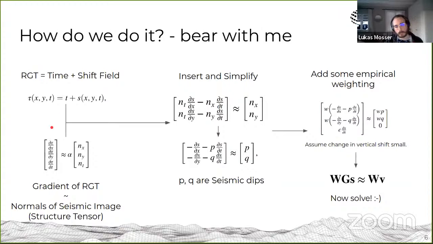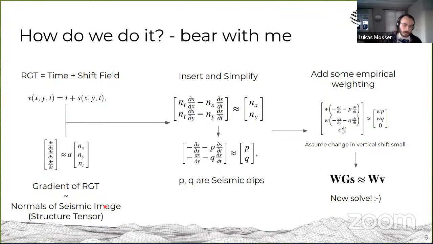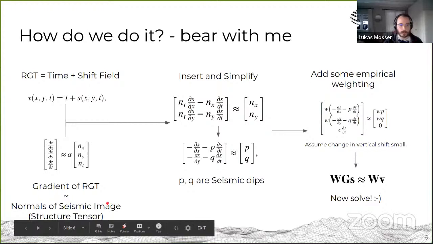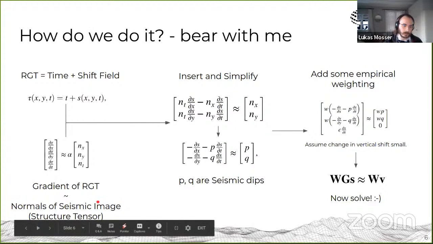And there's an assumption that we make here, which is that the gradient of this relative geological time volume is approximately the same as the normals of our seismic image. So if we were to approximate our image or compute gradients with respect to the image itself as we have today, then we're basically looking for the normal vectors of the horizons, and we make this assumption that the relative geological time, the gradient of this, is roughly the same as the gradient of the seismic image. And we have ways of computing this, for example, through the use of so-called structure tensors.